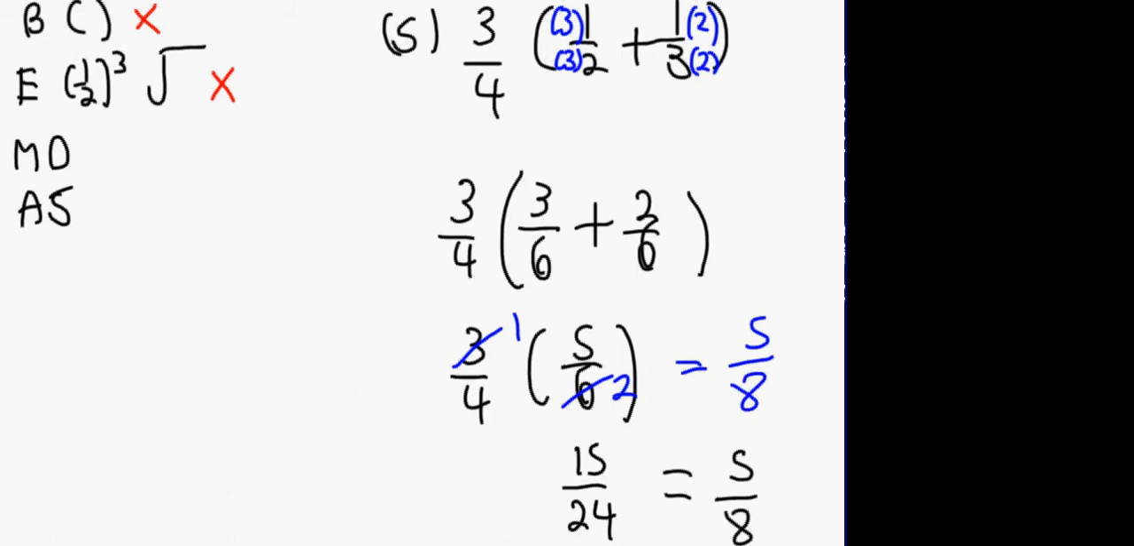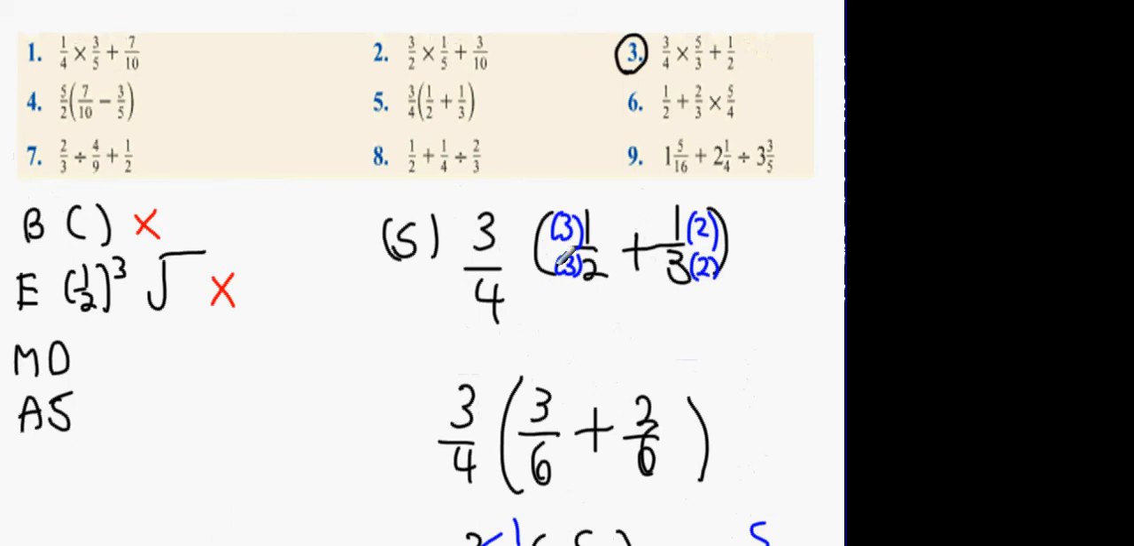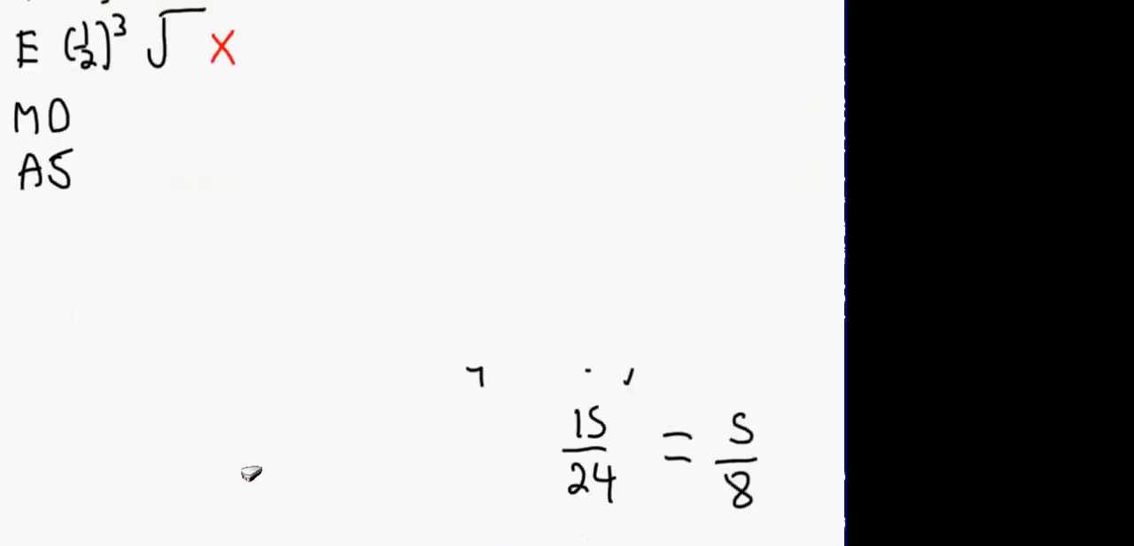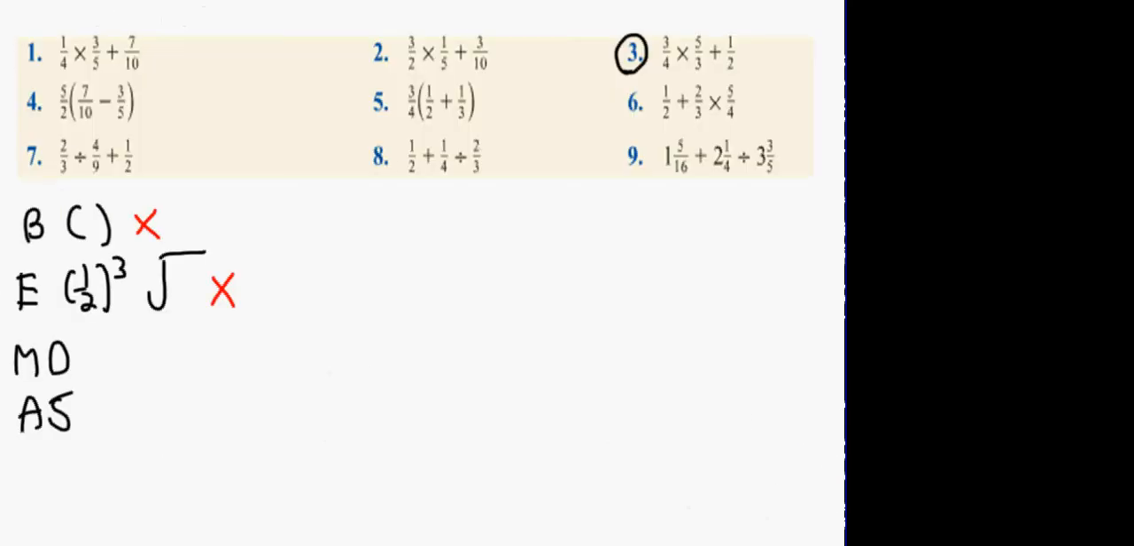Okay, the next one we're going to do is number 9. Now number 9 looks reasonably tough. Looks like a tough question, but shouldn't be tough for you guys. You guys are quite good at this stuff. Now, number 9: 1 and 5/16 plus 2 1/4 divided by 3 3/5.